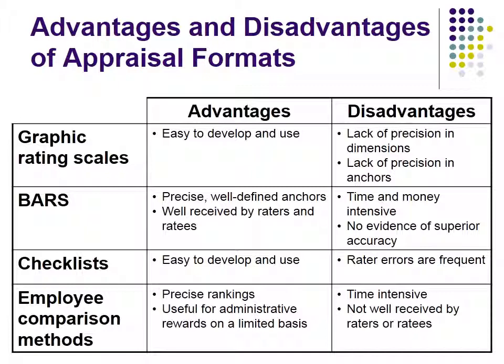And again, our final method, employee comparison methods: precise rankings, useful for administering rewards on a limited basis. So if you need to come up quickly with who you want to fire, or if you need to give a promotion quickly, this is a very quick way to make the decision. However, it somewhat can be time intensive, especially if the manager doing these decisions is having to go through a lot of employees. And generally it is not well received by raters or ratees, and depending on the system, may also not be well received by the courts.